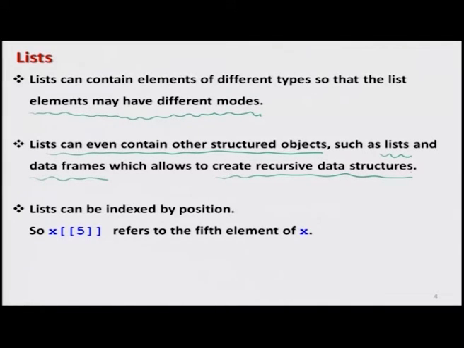The list also has an index option. That means the entries in the list can be indexed by their positions. For example, just for the sake of illustration, if I create a list denoted here by x, and if I write inside double square brackets the number 5, then this 5 is referring to the fifth element in the variable x. So, that is another advantage of using a list, that all the entries can be indexed.